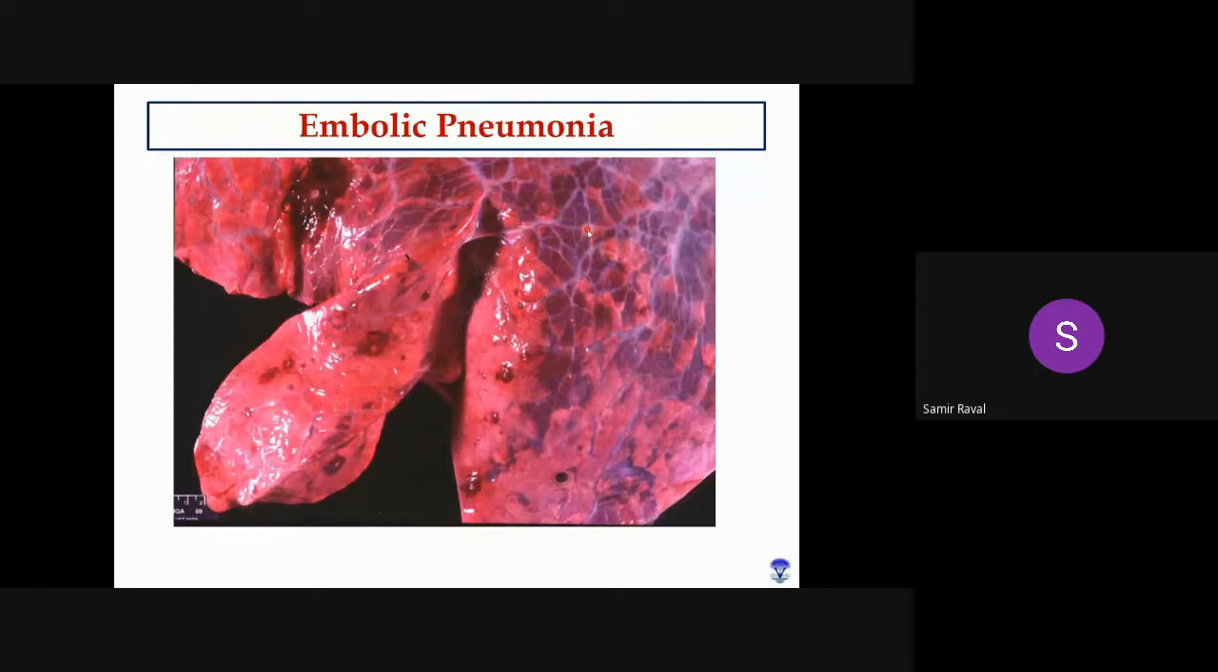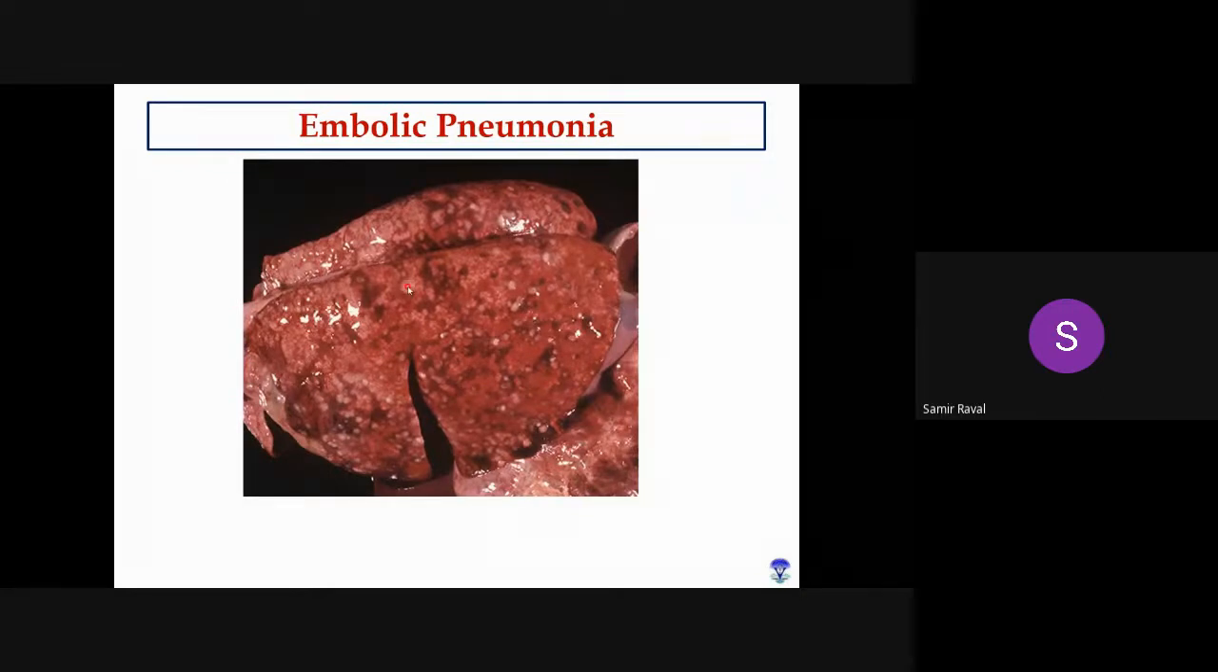So if you take this dark colored area and put it inside water, it will sink, because this area is showing consolidation, right? But if you put the healthy tissue inside the water, it will float because it is comparatively healthier. Here you can see another picture where the entire lung is affected, and all these white spots are showing areas of pneumonia, and this is due mainly to infiltration of white blood cells and probably necrosis.